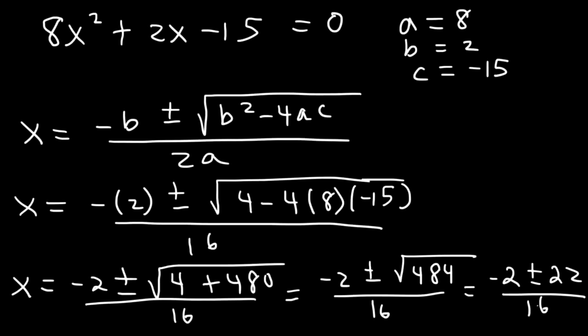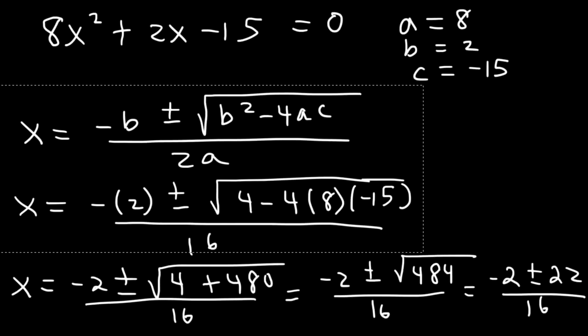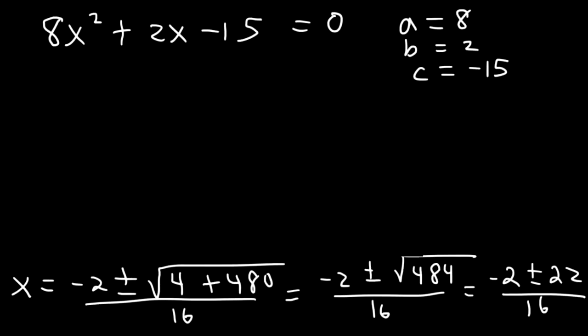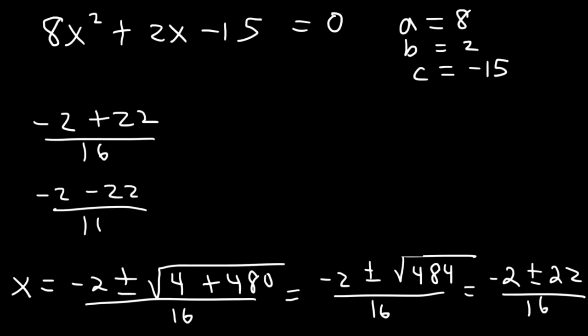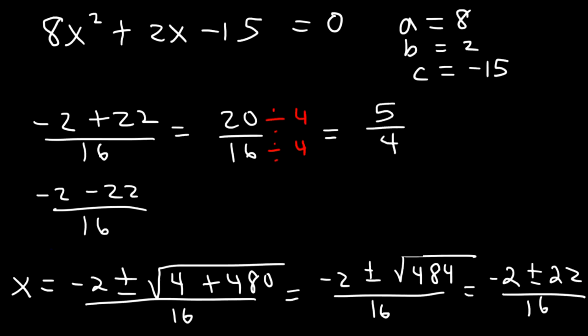So now what we're going to do at this point is separate that into two fractions. But let's make some space first. So this is negative 2 plus 22 over 16, or negative 2 minus 22 over 16. Negative 2 plus 22, that's positive 20. And 20 over 16, both numbers are divisible by 4. 20 divided by 4 is 5. 16 divided by 4 is 4. So the first answer is 5 divided by 4.